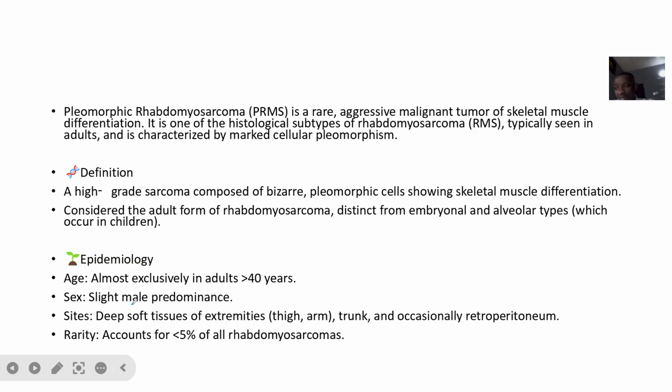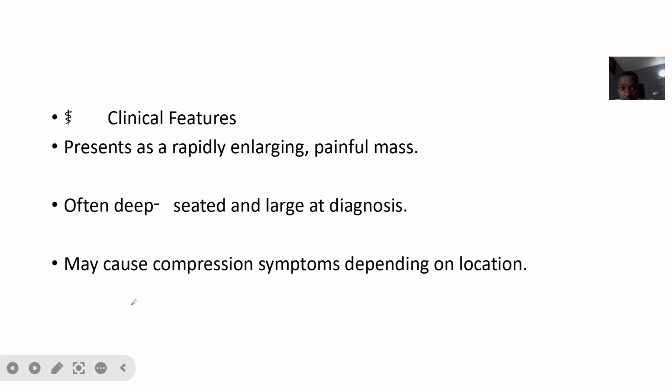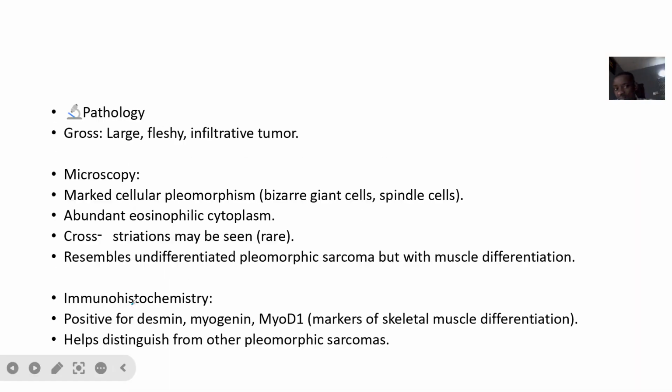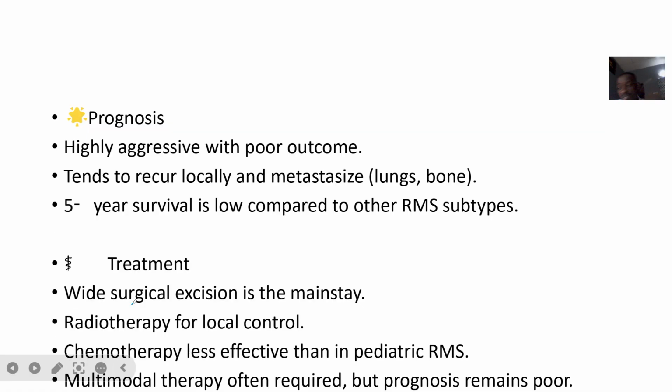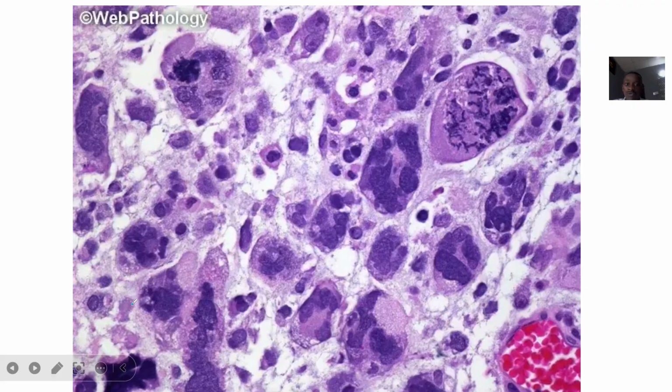Here, how I discussed this is I went to the definition, I spoke about the epidemiology, the clinical features, then I went to the pathology, the microscopy, the immunohistochemistry, the prognosis and treatment. So let's quickly run through it.